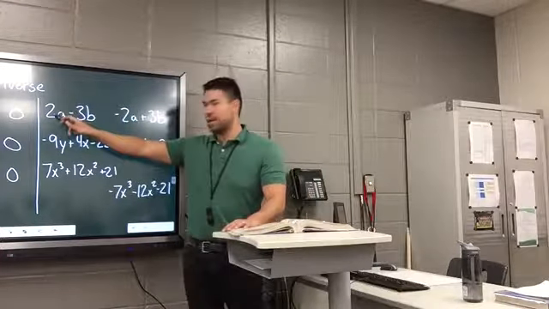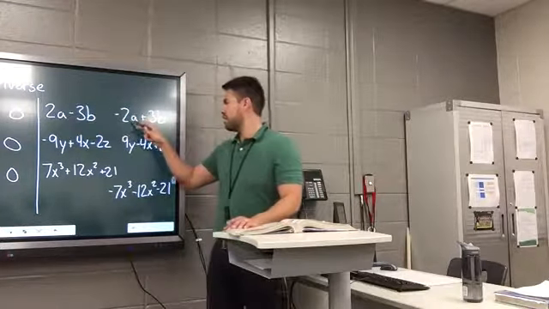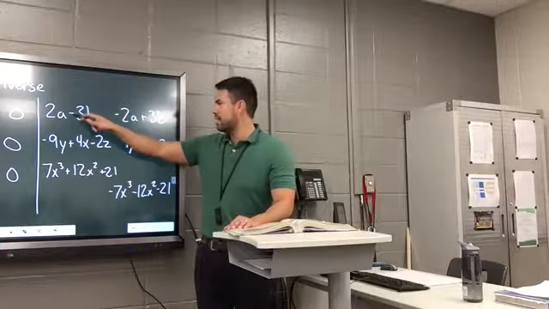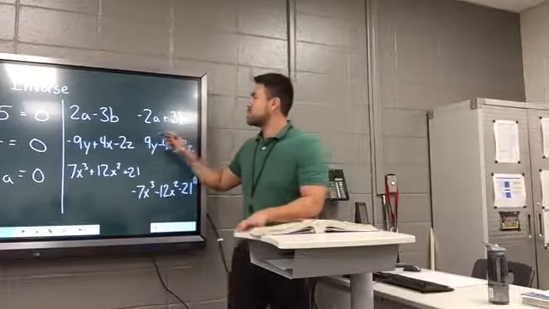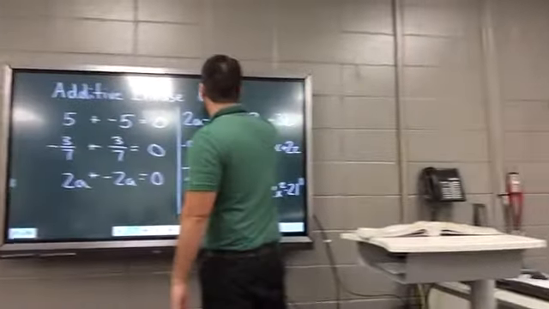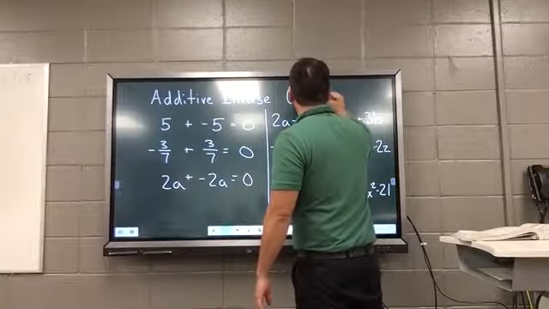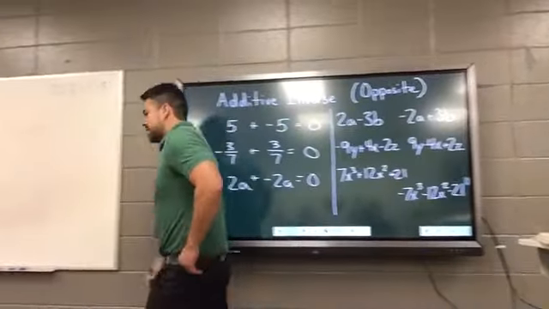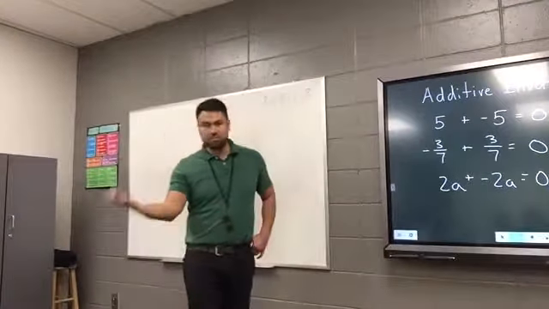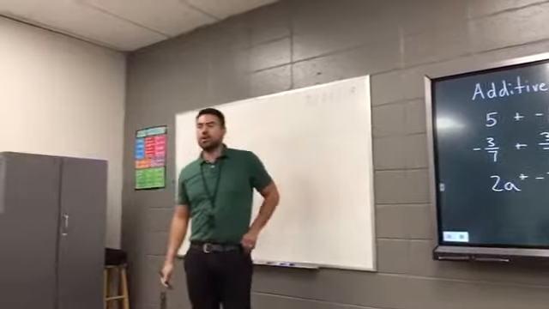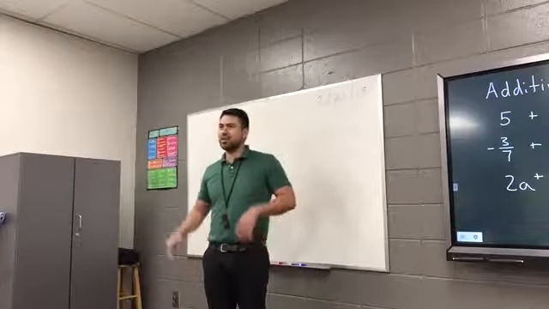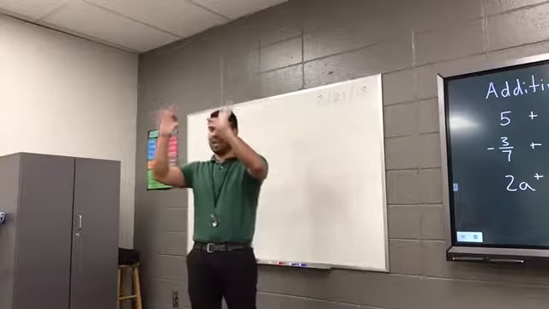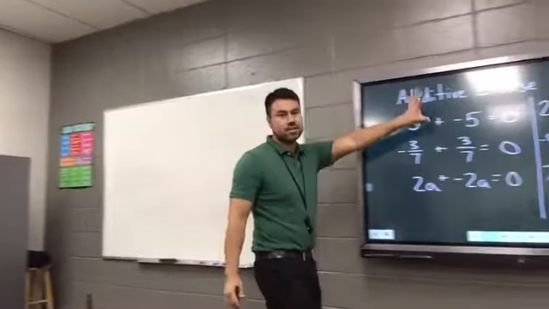What's the sign of 2a? Positive. What is it now? Negative. What's the sign of 3b? Negative. What is it now? Positive. So you know what additive inverse actually is? Opposite. That's all it is. It's the opposite of the number they gave you. So we're going to culminate to this little last key concept here. You guys okay with this?